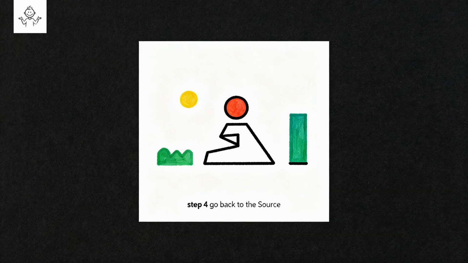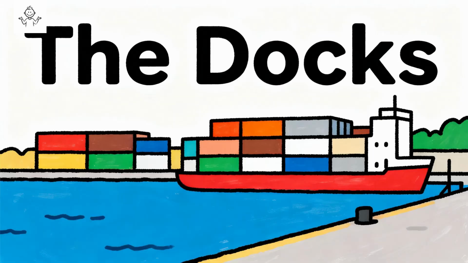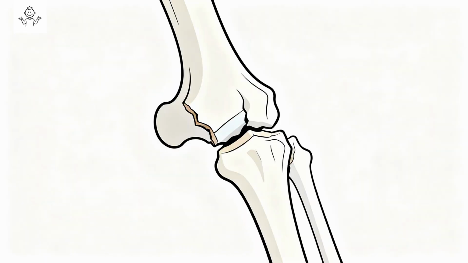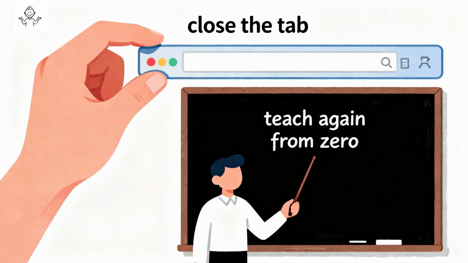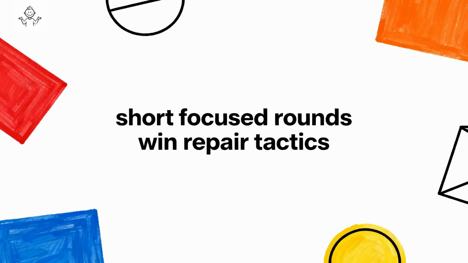Step 4. Go back to the source. Repair pass. Now open the book, the paper, the docs. Target the exact fracture you found. Fill it. Close the tab and teach again from 0. You're boxing with ignorance in rounds. Short, focused rounds win.